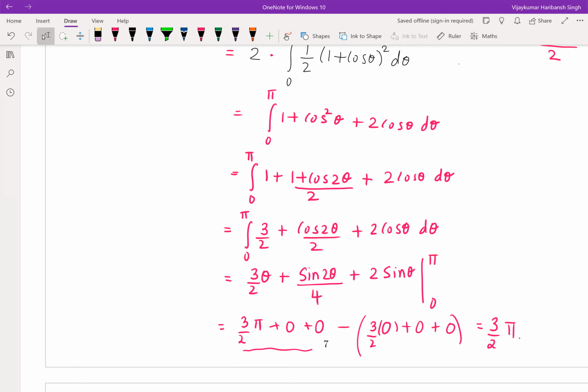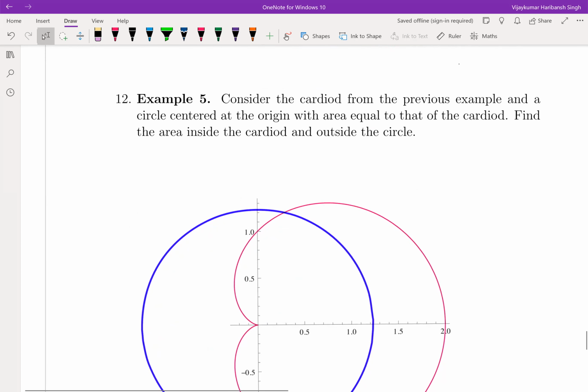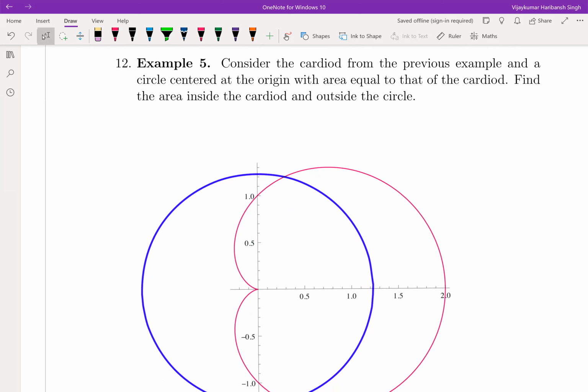Okay, let's move on to the next problem now. Again, consider the cardioid from the previous example and the circle centered at the origin with area equal to that of the cardioid. Find the area inside the cardioid but outside the circle. So the area inside the cardioid and outside the circle is the area we are interested in. Let's use a different color pen so that it's clear.